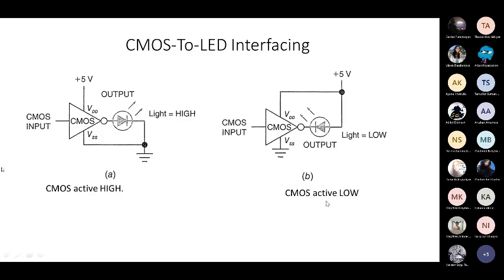This is CMOS active low, CMOS active high, active low. Why? Because when the output will be low, then current will go through the LED and it will light. So what difference? Here you wire the anode. This part of the LED we call anode. We connect the anode to the output of our inverter. Here this part we call cathode, and we wire the cathode to the output.